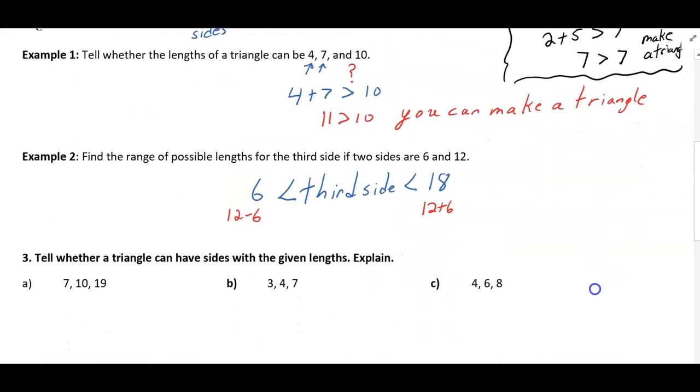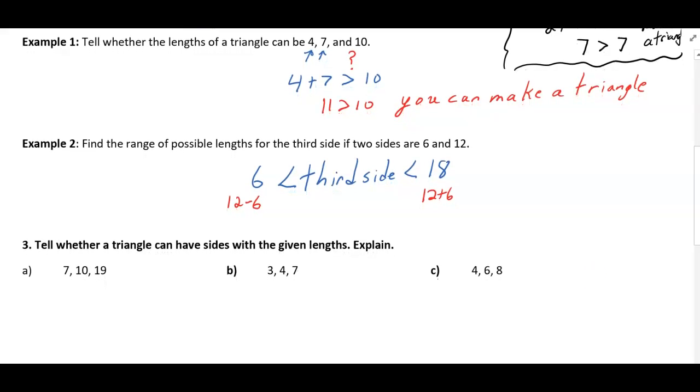So take a look at problem number 1. I'm going to leave this up on the screen. Can you make a triangle with those three sides? Try problem A, B, and C. Remember, the sum of the two smaller sides must be bigger than the third side. So go ahead and try that one. Right, so let's see how you did.